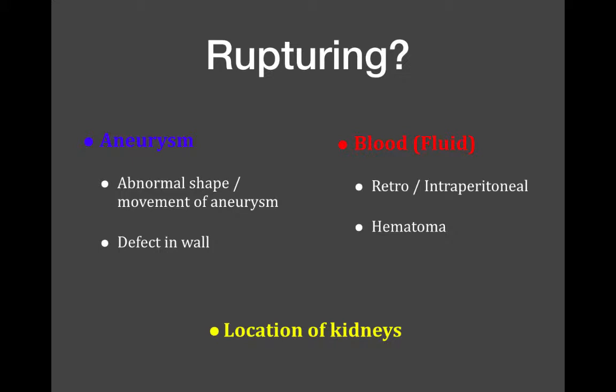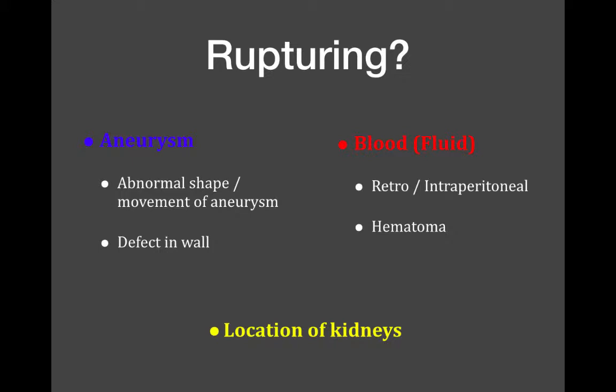You can also watch it move. And the corollary to this is essentially a regional wall motion abnormality of your abdominal aorta. So during systole and diastole, it's going to move in an irregular fashion. I'll show you some examples of this in a second. You can also look for a defect in the wall of the aneurysm.